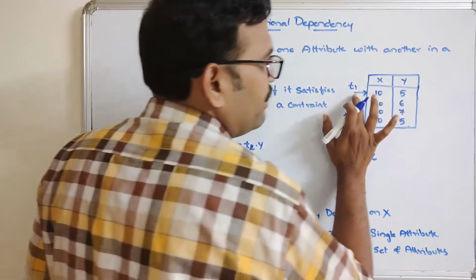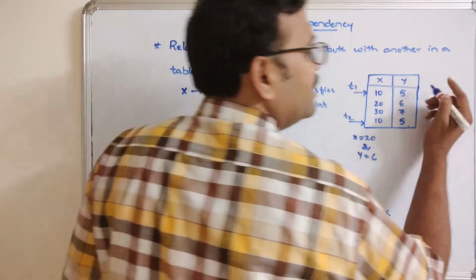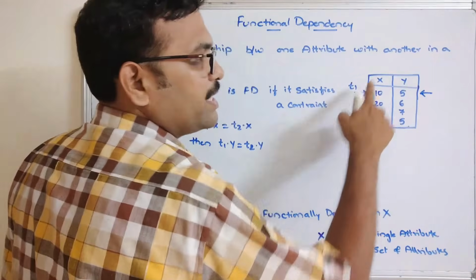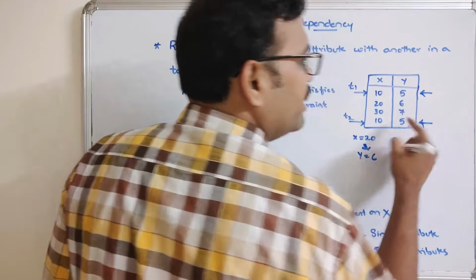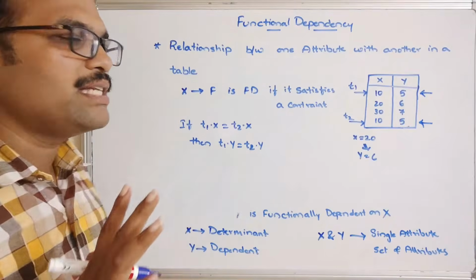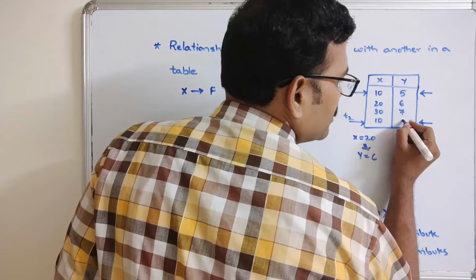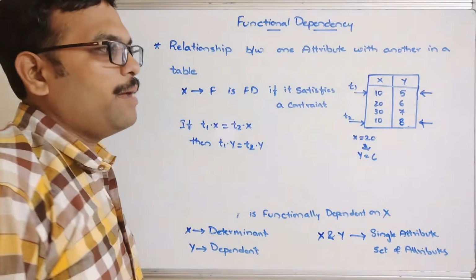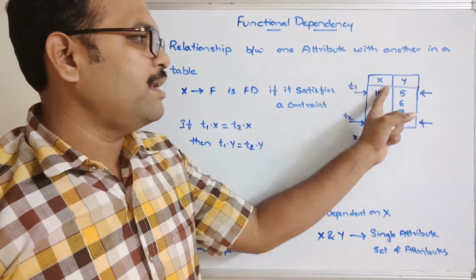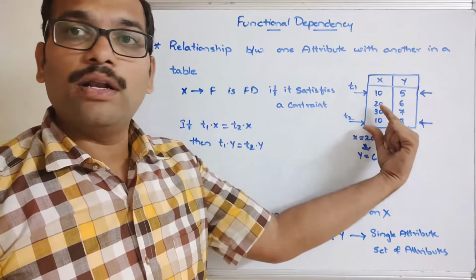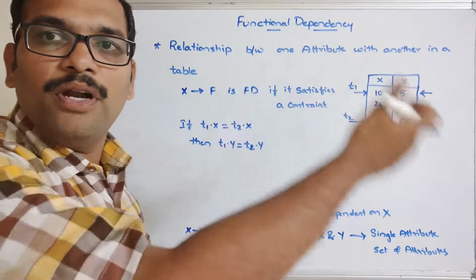Here you can observe t1 of x is 10, t1 of y is 5, and t2 of x is 10, still t2 of y is 5. So we can say it is functionally dependent. For example, if you are not having this value and you have some other value, now what happens? t1 of x is 10, t2 of x is 10, both are equal. So we have to compare the corresponding y values.